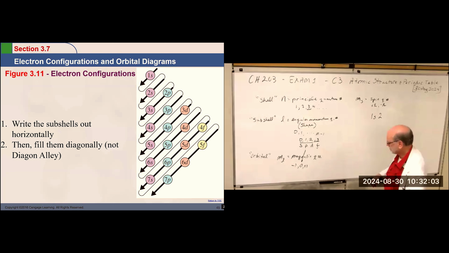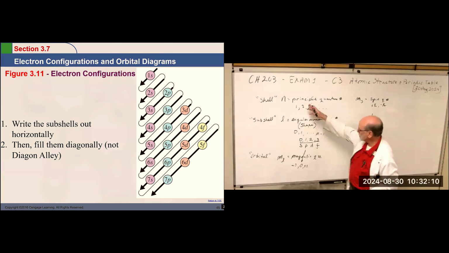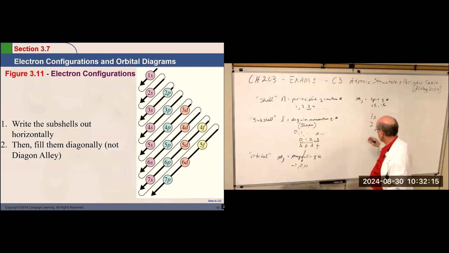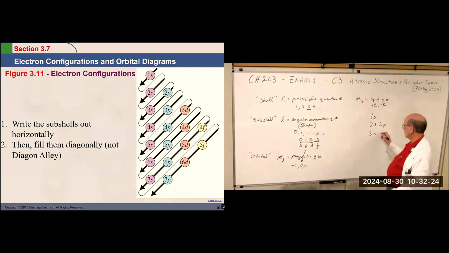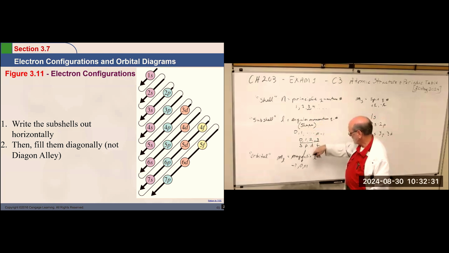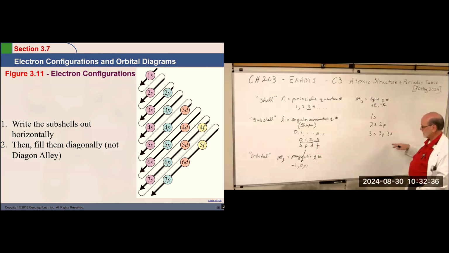Well, let's do it this way. Then you can go to 2. How many can it have? Well, with 2, you can have 0 and 1. Right? N minus 1. 2 minus 1 is 1. So you can have a 2s and you can have a 2p. Right? If you go to 3, you can have an s, a p, and a d. Right? Because 3 gives you a 0, 1, and a 2. You can have 3 of them.